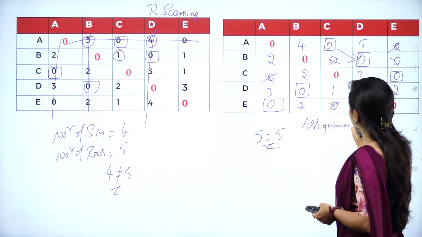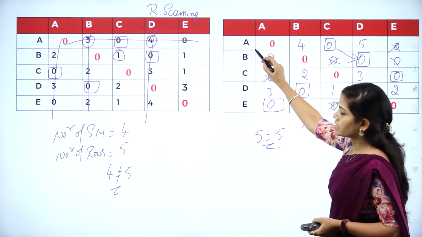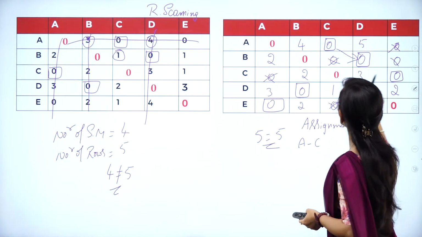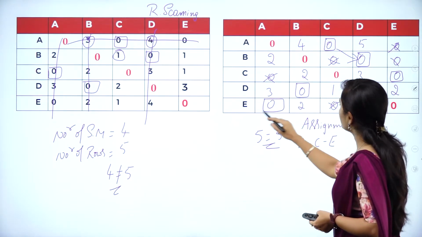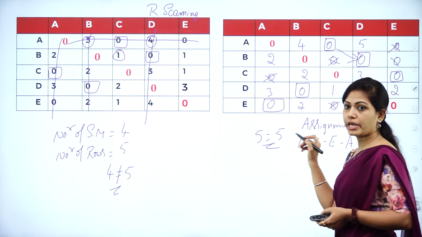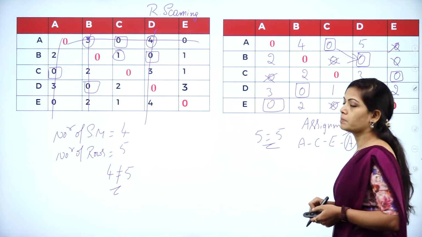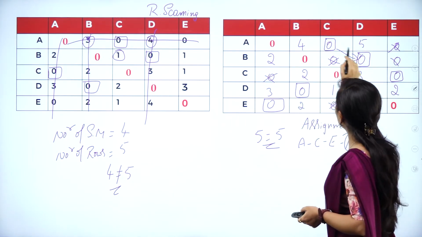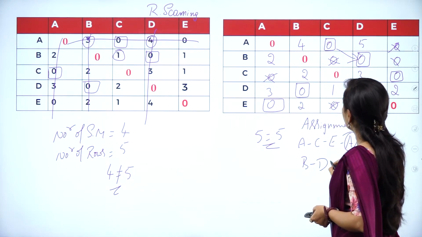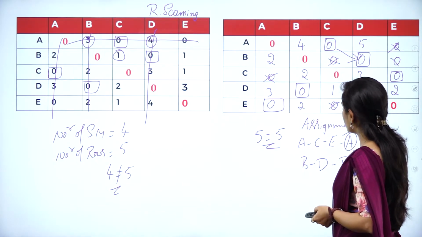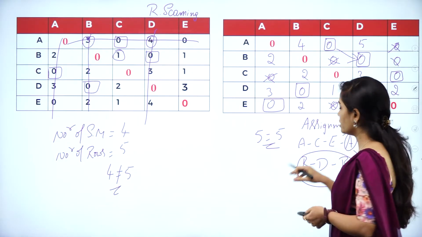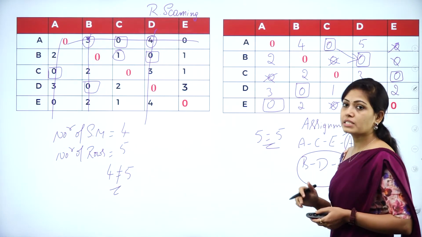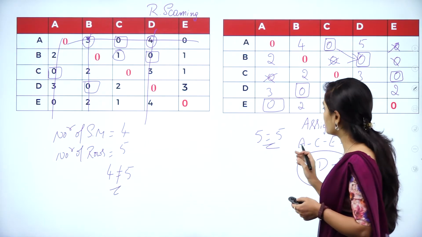So the assignment is he visits from A to C, C to E and E to A. So again he returns back to the same point without visiting other cities. So B to D and D to B. He has not visited these cities. Directly he visited from A to C, C to E and E to A. So now it is not satisfying the traveling salesman problem condition.